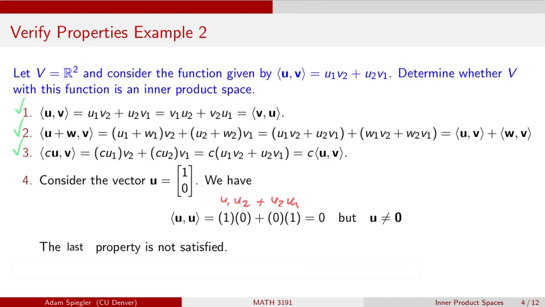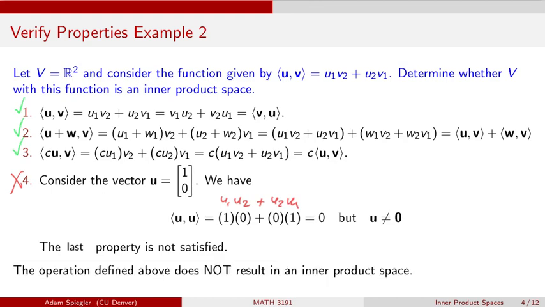So this tells me that property 4 is no good, and we need all four of them to be satisfied for all such vectors u, v, w, and scalar c. And so property 4 does not hold, so therefore that means this operation does not result in an inner product space.